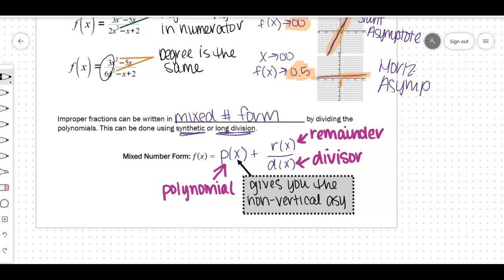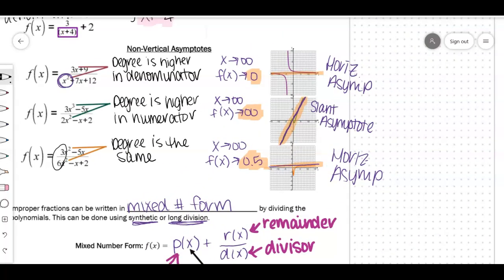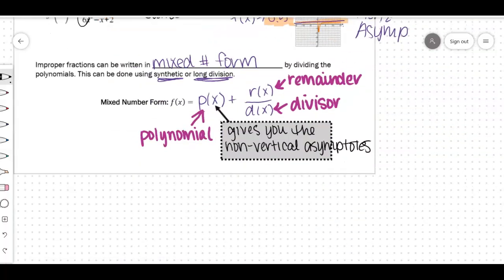So that's what we just talked about, all the different reasons why we have non-vertical asymptotes. This one was y equals 0.5. This one was a slant. It followed some sort of slant here. This one was 0. Once you get it into mixed number form, whatever was the polynomial part will be that non-vertical asymptote. And again, we'll look at a lot more examples later on in your notes.